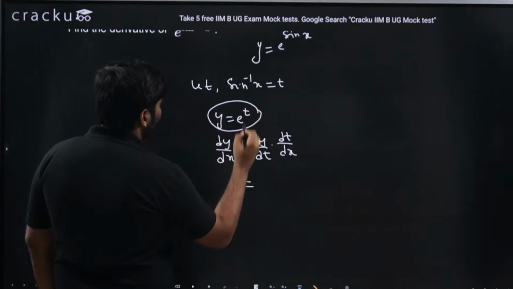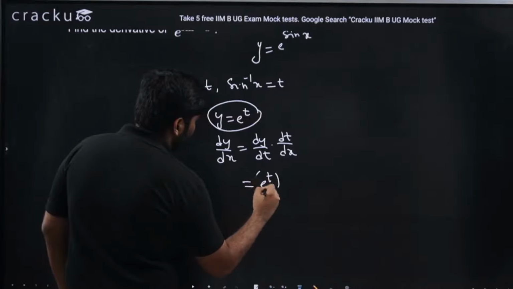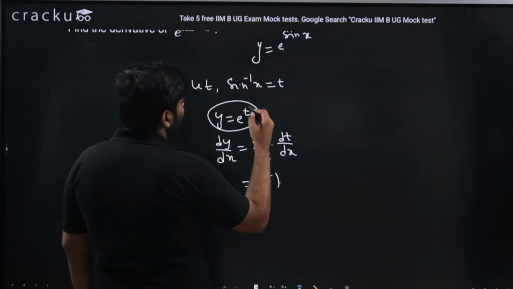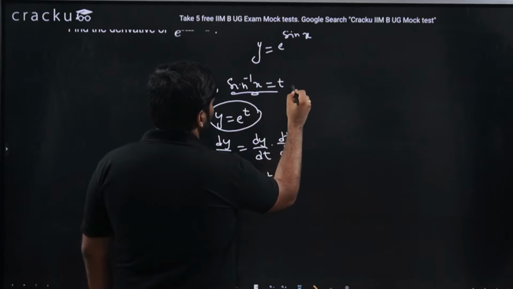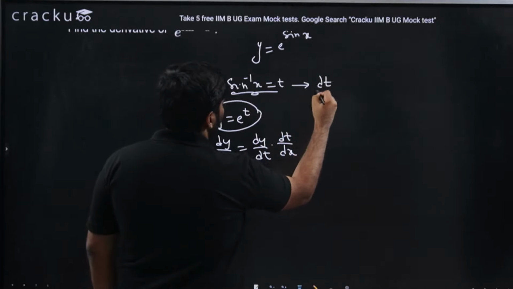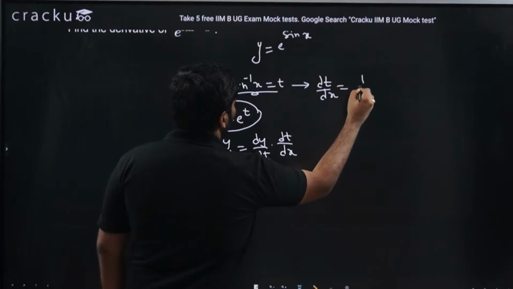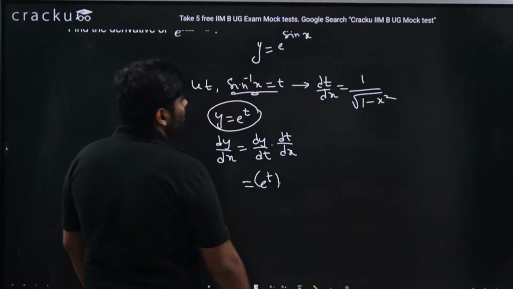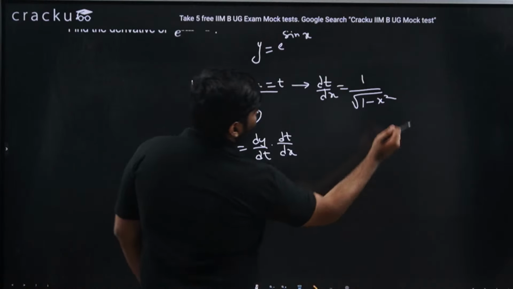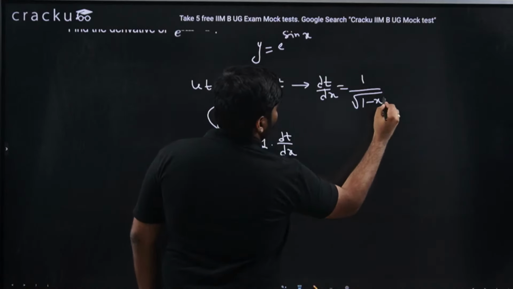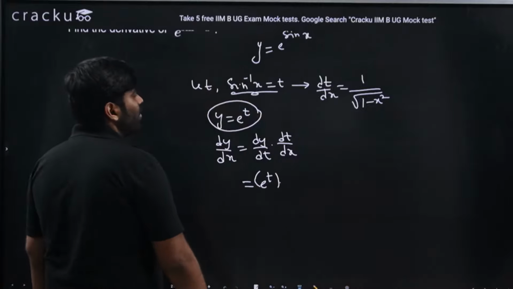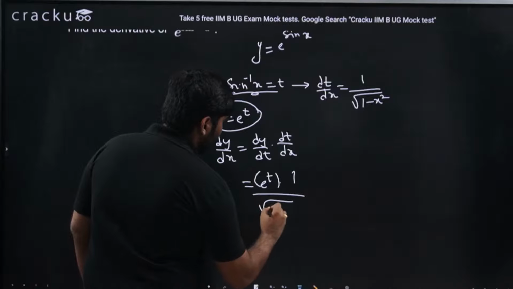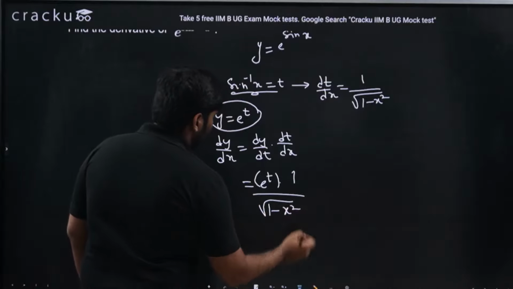What is dy by dt? If y is e power t, dy by dt is again e power t, since the differentiation of e power x is e power x. What is dt by dx? If t is sine inverse x, dt by dx is 1 by root over 1 minus x square, because the differentiation of sine inverse x is 1 by root over 1 minus x square.